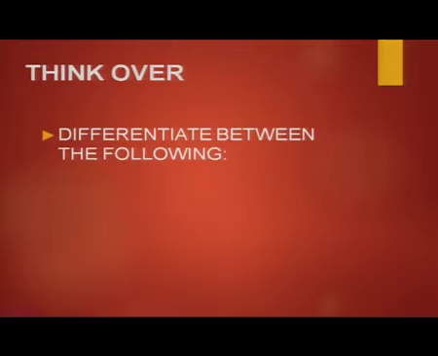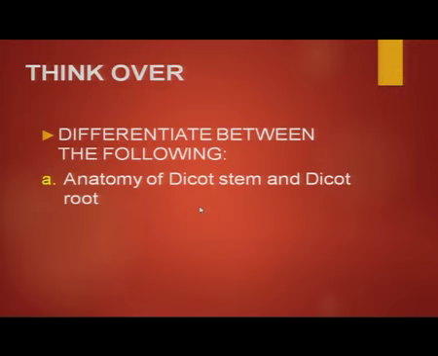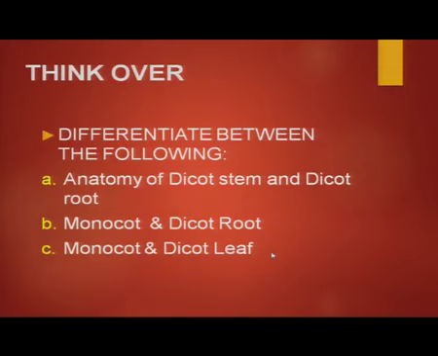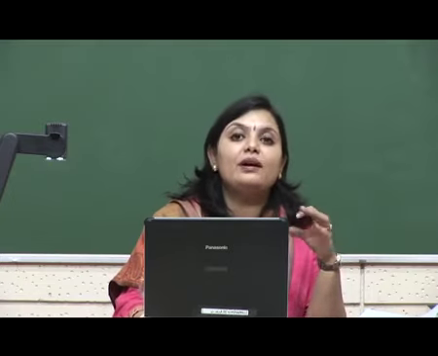Since we have studied so many anatomical structures, it will be very good if you try to differentiate between the following: the anatomy of dicot stem and dicot root, monocot stem and monocot root, and the dicot and monocot leaf. If you are able to differentiate between these, that will mean that you have clearly understood the structural organization in these structures. I have drawn some hints for you to frame your answers around these points. Do not copy them, just use them as hints.